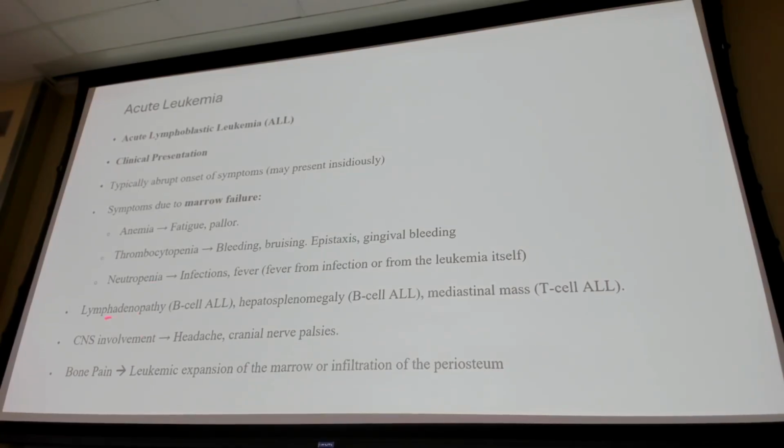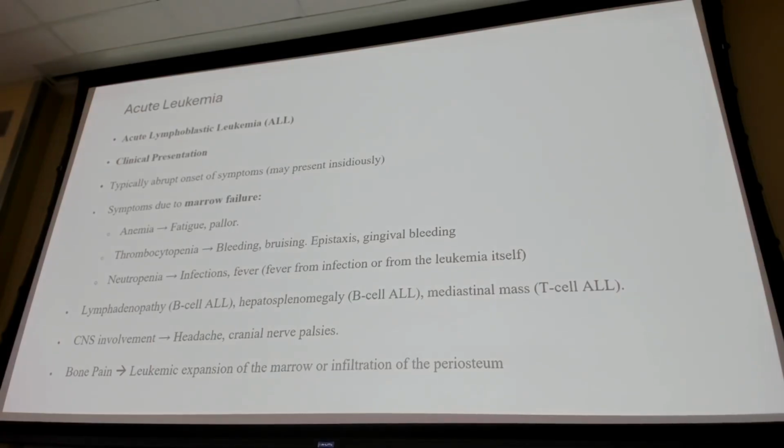So lymphadenopathy, B cells. When we talk about lymphomas, which are kind of an extension of CLL, your B cells and your T cells go out into circulation, and then they go to the spleen, the thymus for the T cells, and your lymph nodes to fully mature and get stored. So you get this lymphadenopathy.